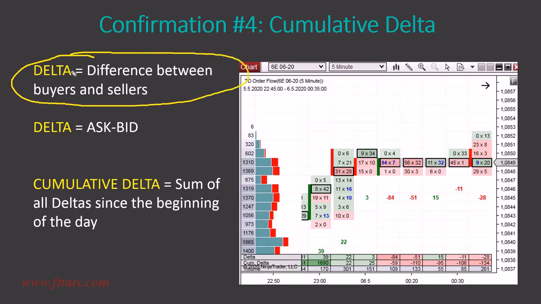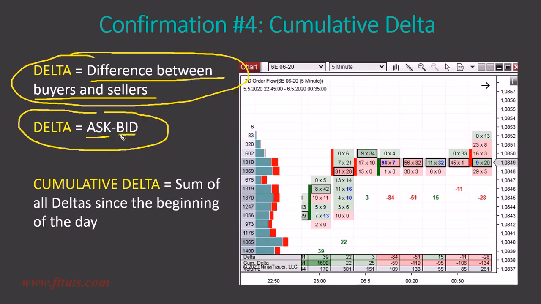So delta is the difference between buyers and sellers. This is a short definition of delta. It's not 100% correct, but if you remember this one, you should be fine. Now, this is how delta is calculated.